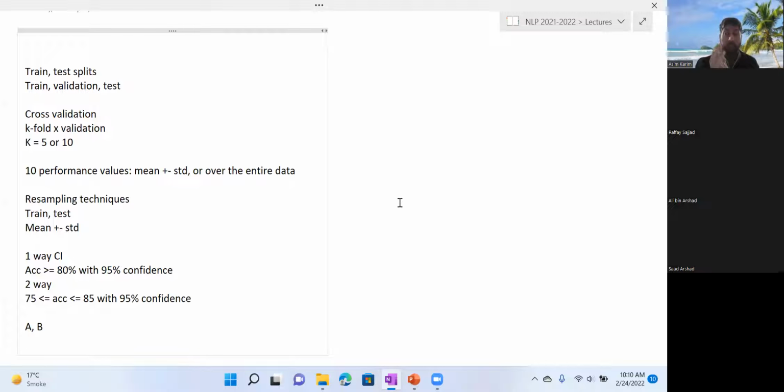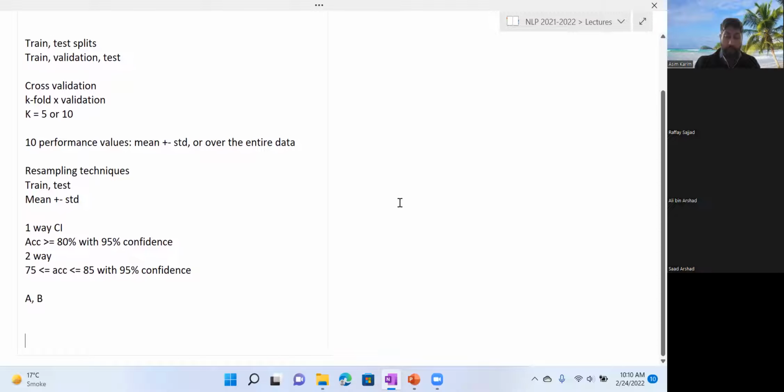You can simply compare means, or you can do something more elaborate, like a pairwise statistical test. Of course, that would depend on the pairwise distribution, and get some confidence intervals for the performance of the two classifiers.